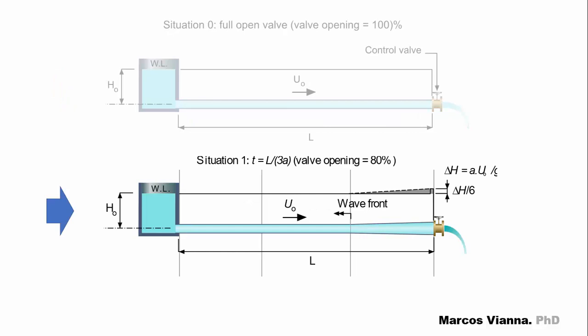We'll assume that the average velocity versus time function is linear. So, L over 3A seconds after closing the valve, the wavefront traveled L over 3 from the valve to the reservoir. Let's assume that the valve opening is now at 80%. This will be the configuration of the piezometric line along the pipeline.